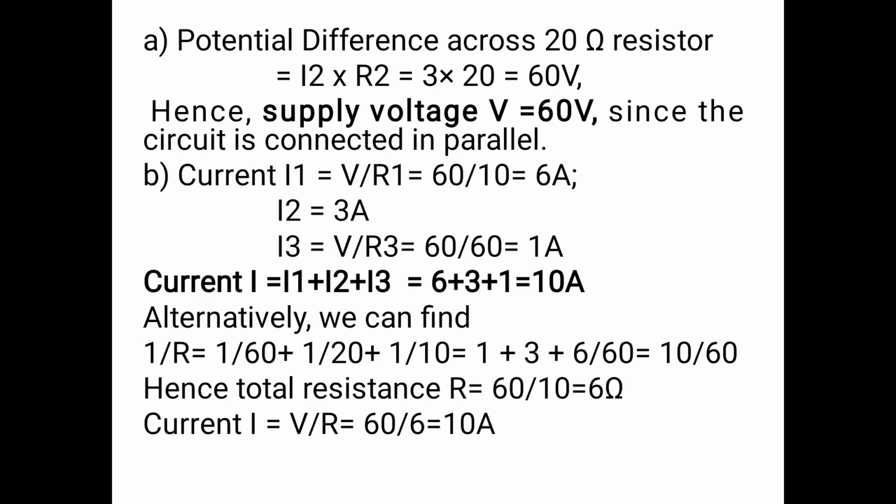And the current I is given as I1 plus I2 plus I3, which is equal to 6 plus 3 plus 1, that is 10 ampere. Alternatively, we can find 1 by R is equal to 1 by 60 plus 1 by 20 plus 1 by 10, which is equal to 10 by 60. And hence, the resistance R is equal to 60 by 10, which is 6 ohms. And current I can be given as V by R, which is equal to 60 divided by 6, that is 10 amperes.